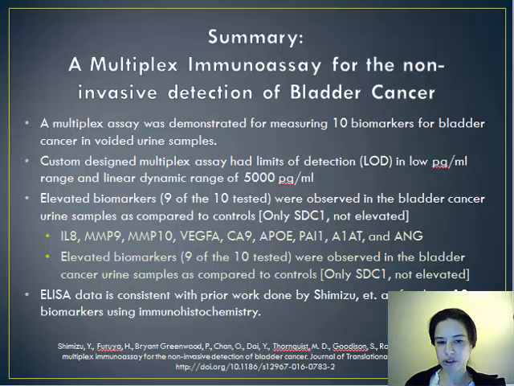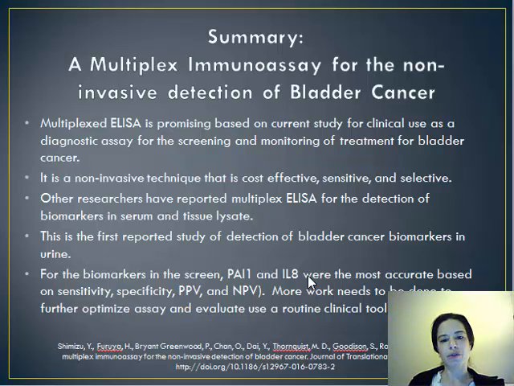So this work was actually consistent with work that was done earlier with the group using immunohistochemistry. So it supports and sort of confirms earlier work also done within the same research group. So from this, it's just really encouraging data that we can use multiplex ELISA, and this was their hypothesis, and so the data supported that. Multiplex ELISA is a promising technique based on this current study for screening and monitoring of bladder cancer patients. It's non-invasive and could be used clinically because it's cost-effective, sensitive, and selective.